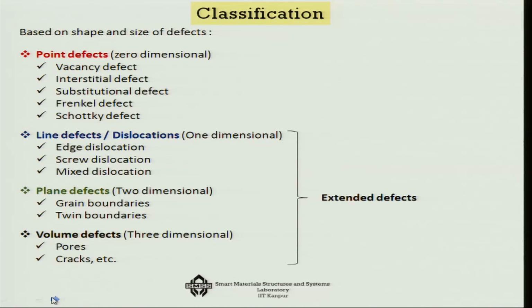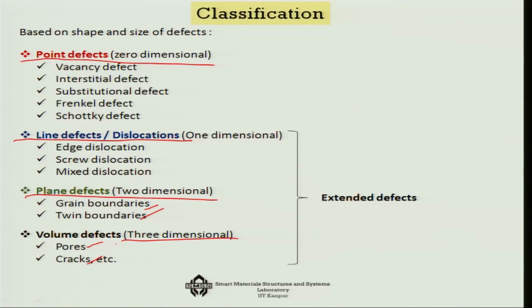The major types are the point defects, which are 0 dimensional, and we will put more emphasis on them in this lecture. There are also line defects, like dislocations, which are 1 dimensional in nature; plane defects, which are 2 dimensional, in which grain boundaries and twin boundaries come; and finally volume defects, which are 3 dimensional, in which pores, cracks, etc. come.